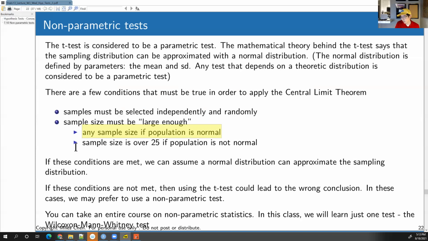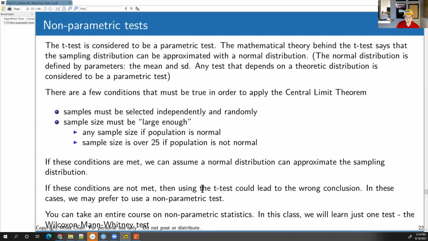On the other hand, you need to have a large sample size over 25 if the population is not normal. If these conditions are met, as in the sample is independent and random, and the sample size is large enough, which is either this case or this case down here, then we can assume that the normal distribution approximates the sampling distribution, and we could use the t-test. But if these conditions aren't met, then using the t-distribution could end up leading us to make the wrong conclusion.